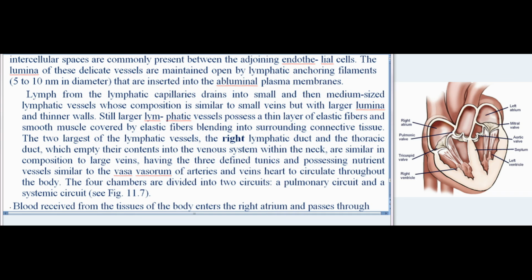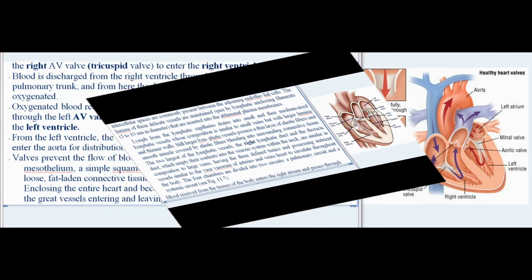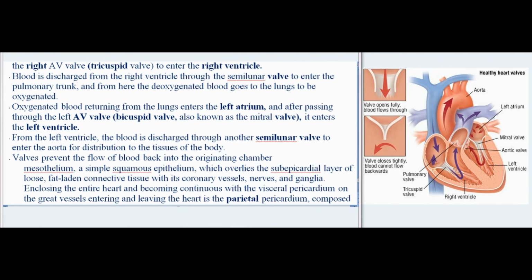Heart, to circulate throughout the body. The 4 chambers are divided into 2 circuits, a pulmonary circuit and a systemic circuit, see Fig 11.7. Blood received from the tissues of the body enters the right atrium and passes through the right AV valve, the tricuspid valve, to enter the right ventricle.